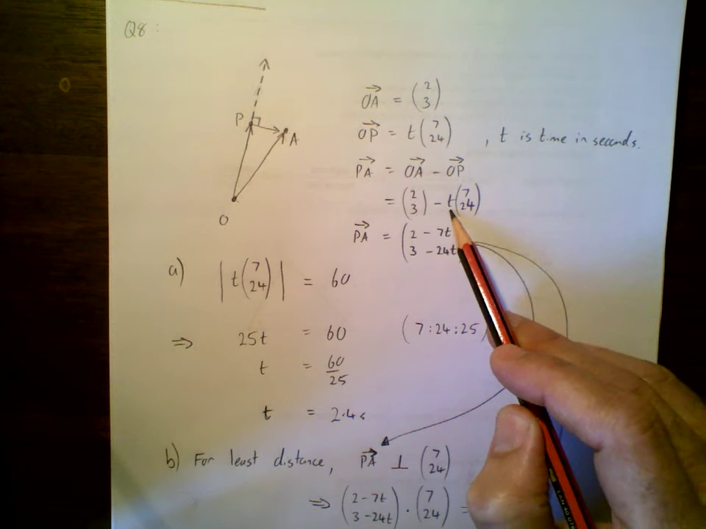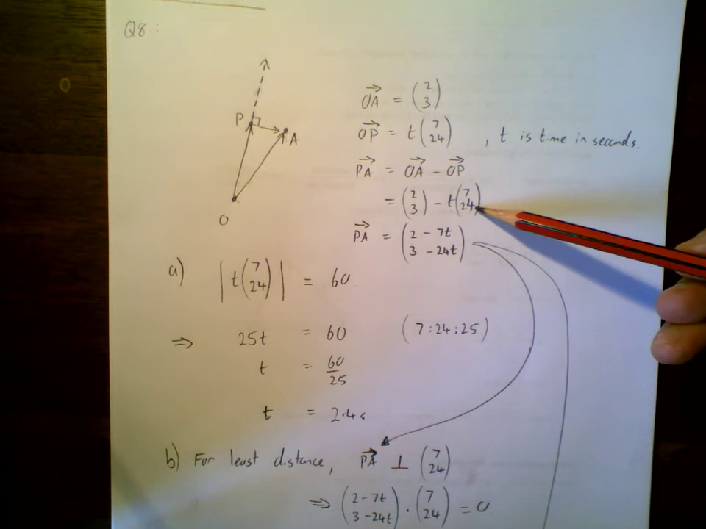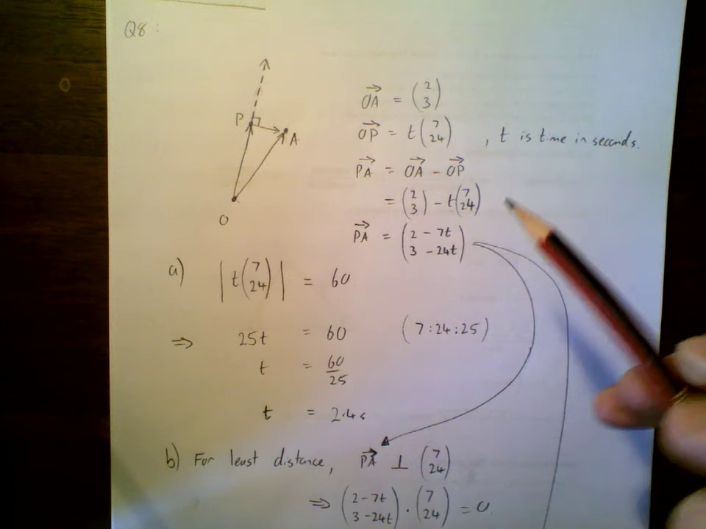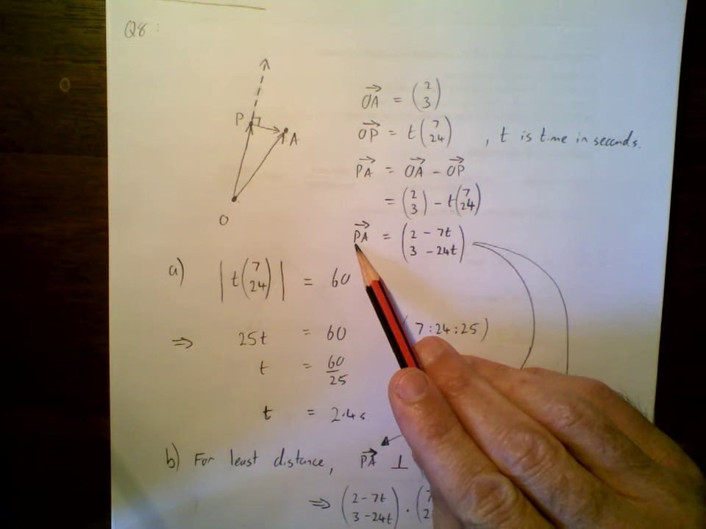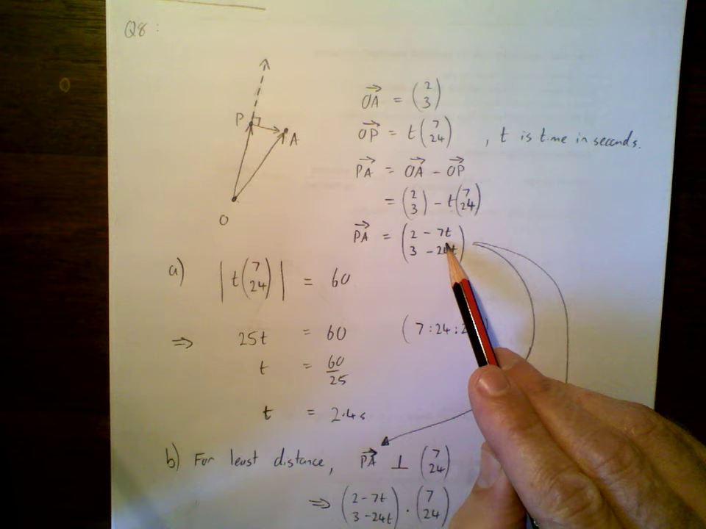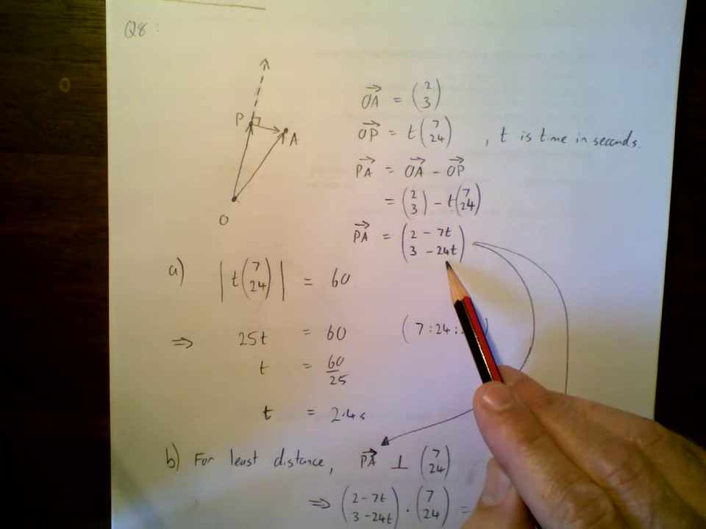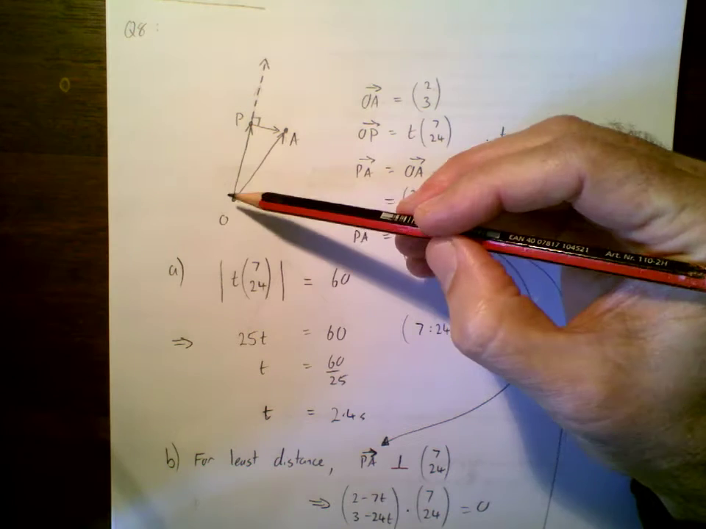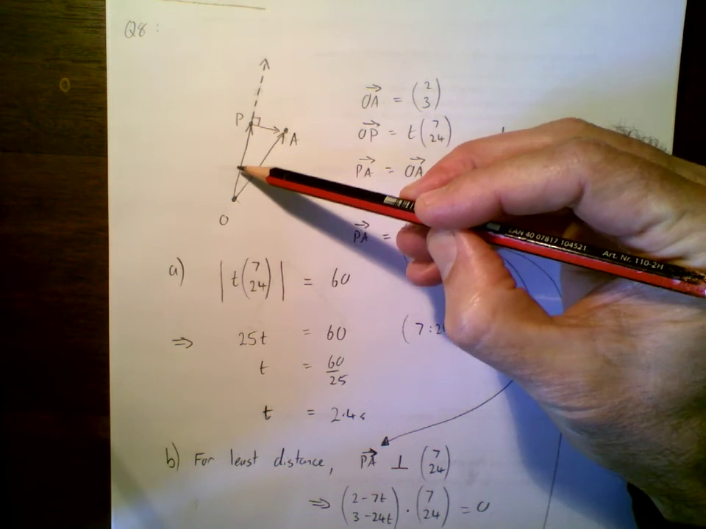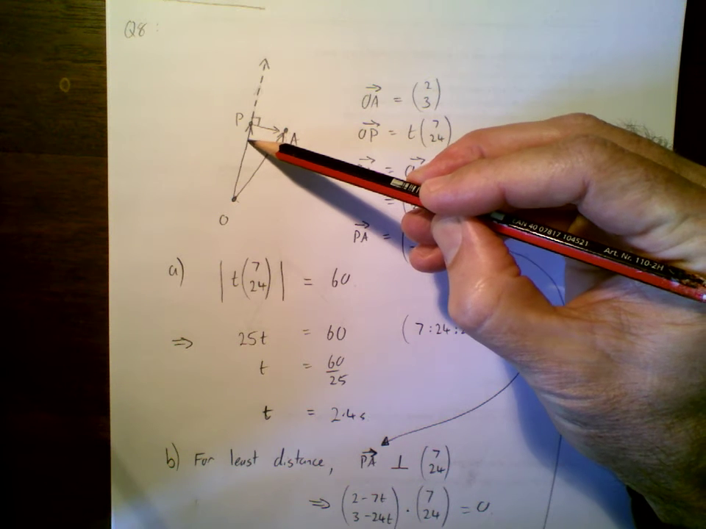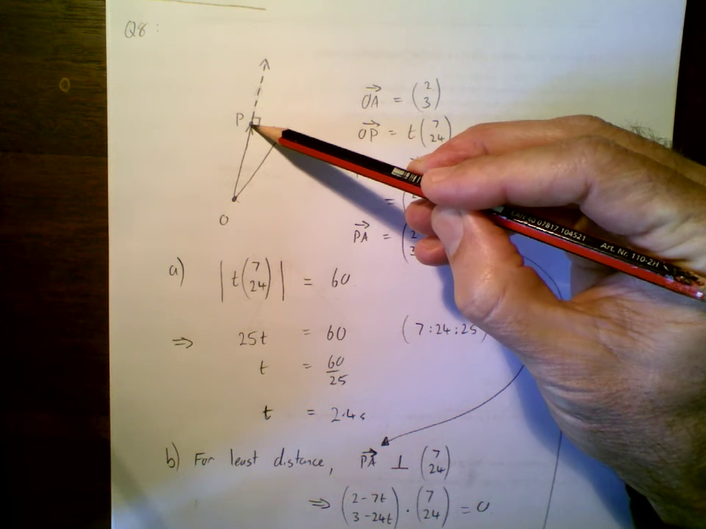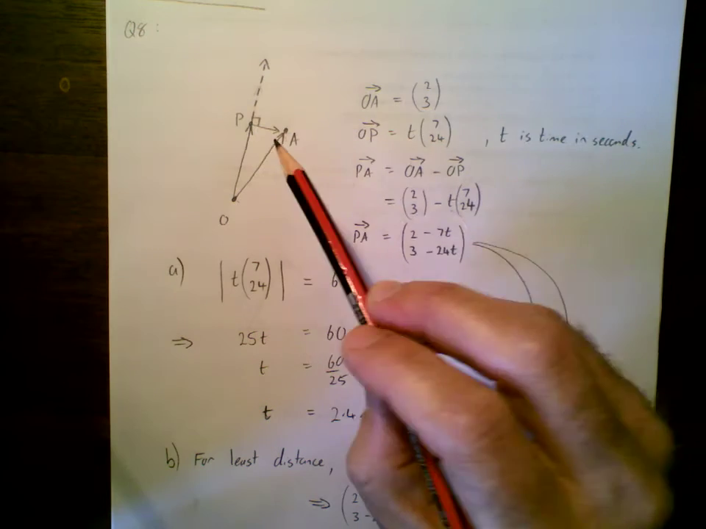And we've got the t there because 7i plus 24j is the velocity vector, so to get the displacement vector, we multiply it by the time in seconds. Looking at the i and j components, we can say that vector PA is (2 take 7t)i and (3 take 24t)j. So if we want to find this least distance, we know that at any point along this path, we could work out the distance from the path to point A. And clearly when it gets to this point where it's at right angles, that'll be the least distance.